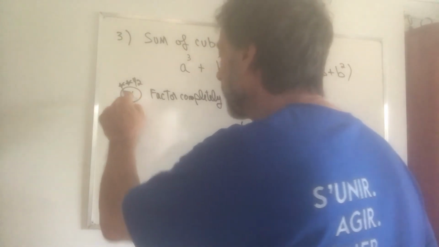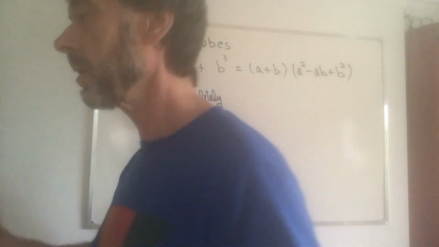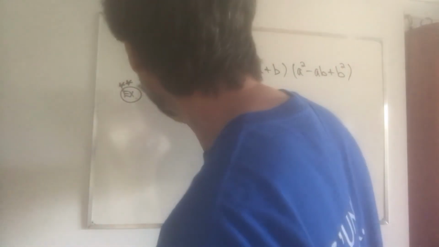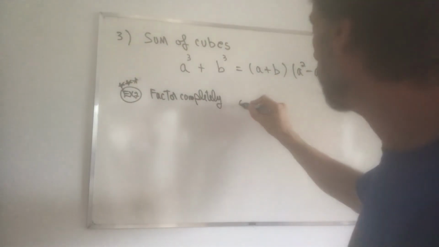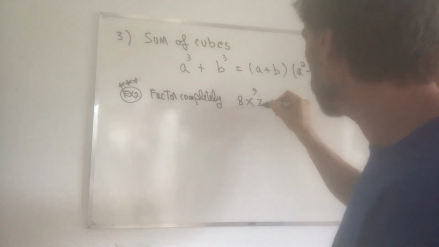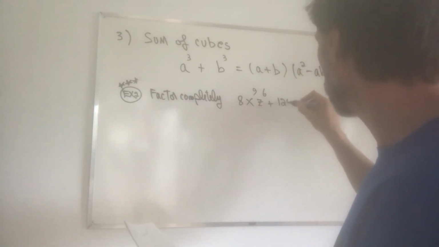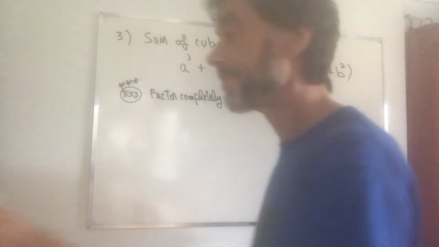So let's have another one. Factor completely. What shall we have here? I have something here that I prepared. Factor completely. So shall we say 3 stars? For example, 2. Factor completely. 8x to the 9 z to the 6, so 2 variables, plus 125 y cubed.